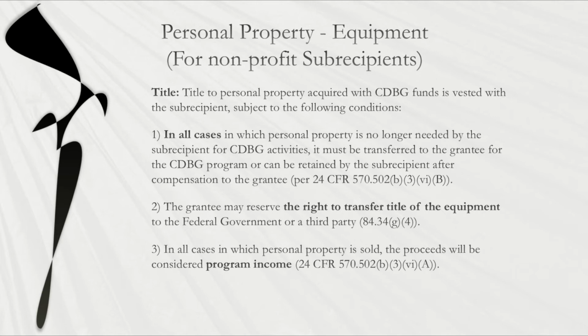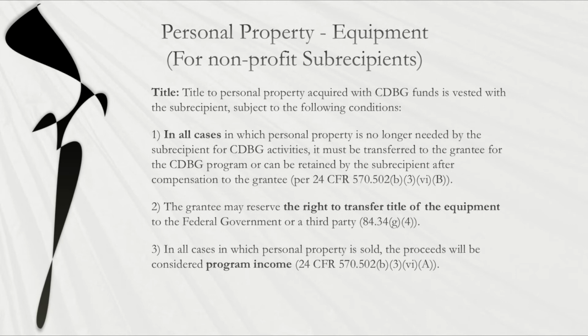Personal property. Got three main sections to cover on this: personal property and equipment for nonprofit subrecipients. The title to personal property acquired with CDBG funds is vested within the subrecipient, subject to the following conditions.